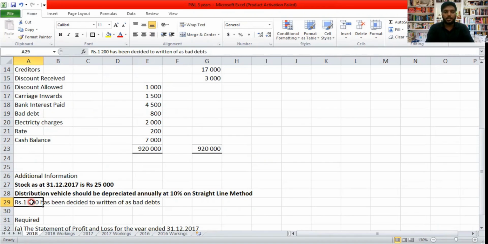Who are debtors? Debtors are the people who need to give us money. So from that whole debtors amount, you will deduct only 1,200. The reason you don't deduct 800 is because this 800 has already been accounted as a bad debt expense.